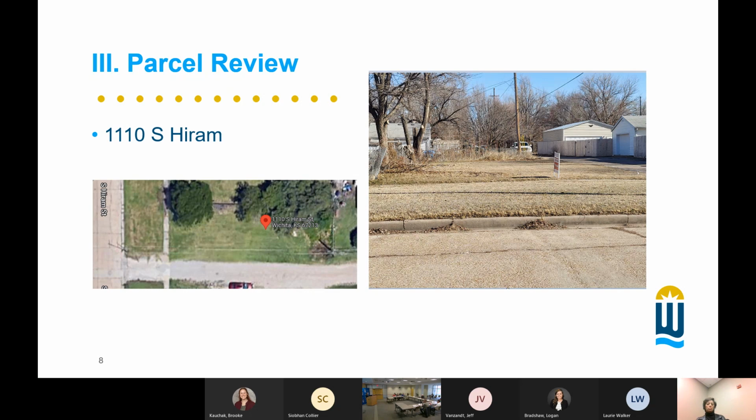Any idea who owns the property? It's in private ownership. It is in private ownership of an individual. It doesn't have adjoining property or anything? That's correct. He's not an adjoining. It's a standalone lot.